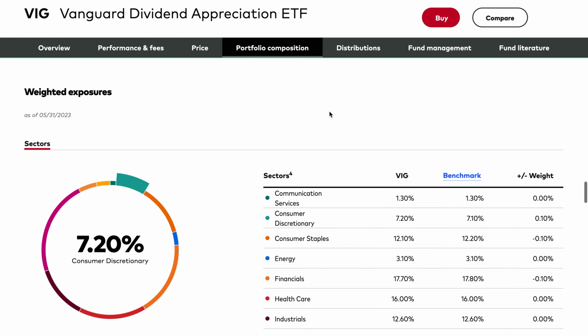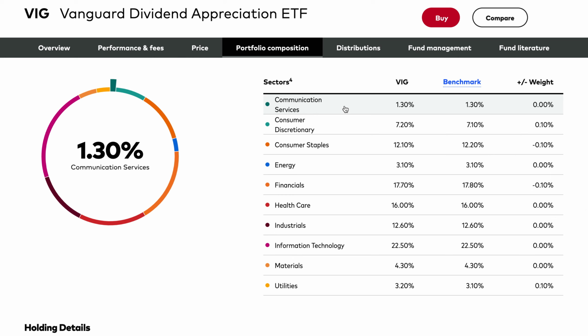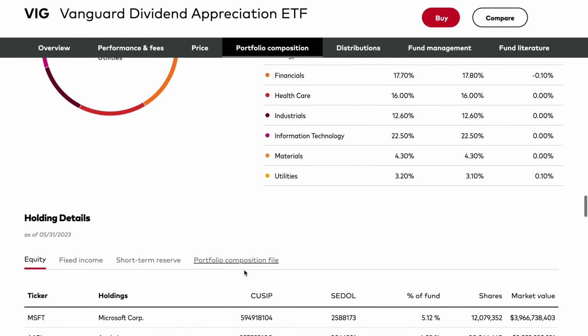So we can look at the weighted exposures. Communication services at 1.3%, consumer discretionary at 7%, staples at 12%, energy at 3%, financials at 17%, so it's a little bit higher. Healthcare higher at 16%, industrials 12%, information technology, the VOO was around 28 or 29, I think. This is a little bit lower at 22. And it'll probably include Apple and Microsoft. We have materials here at 4% and utilities at 3%.